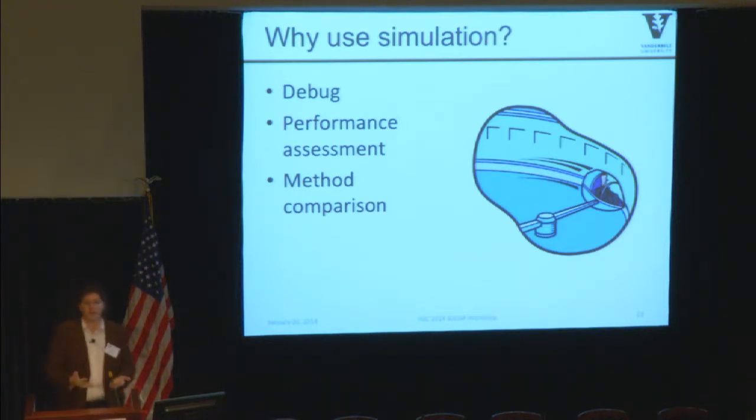Two is to assess performance. If we're going to know how good these methods are, we need some ground truth, and we don't have ground truth on empirical data. And the third is to wrap up this method comparison.